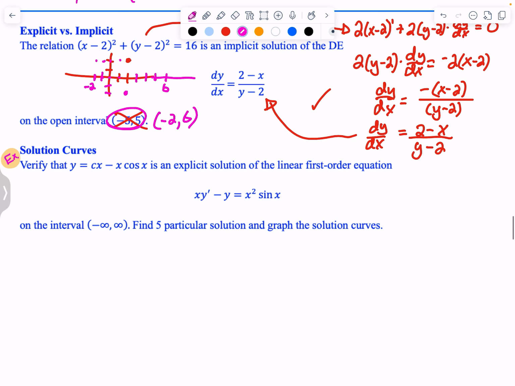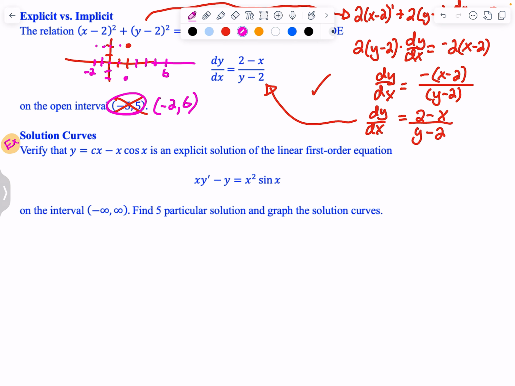Okay, solution curves. Now we're going to verify again. And then they gave us the interval, and you can tell by our solution, there's nothing weird there. I can plug whatever I want into x. I can plug whatever I want into cosine of x. I'm not dividing by anything, no square roots, no ln's, no logs, nothing that's going to throw it off. So I've got to verify it. And then we've got to find 5 particular solutions and graph the solution curves. And that's a new definition there. It's not a hard one. I'll tell you what it is when we get there.